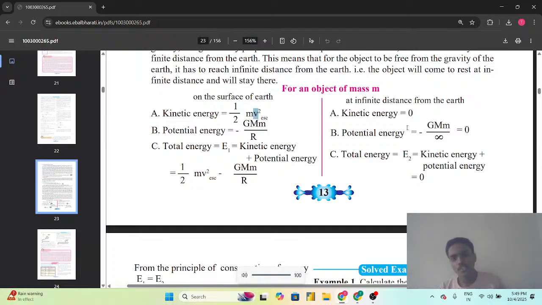Next, the potential energy, that is minus GMm upon r. Here r is the distance from the earth, and it will be infinite, as the object is escaping from the surface of the earth. So the r value will be infinite, and anything divided by infinity will give zero. And the total energy, which we can calculate here, is the kinetic energy plus potential energy. So the total energy will be zero here.